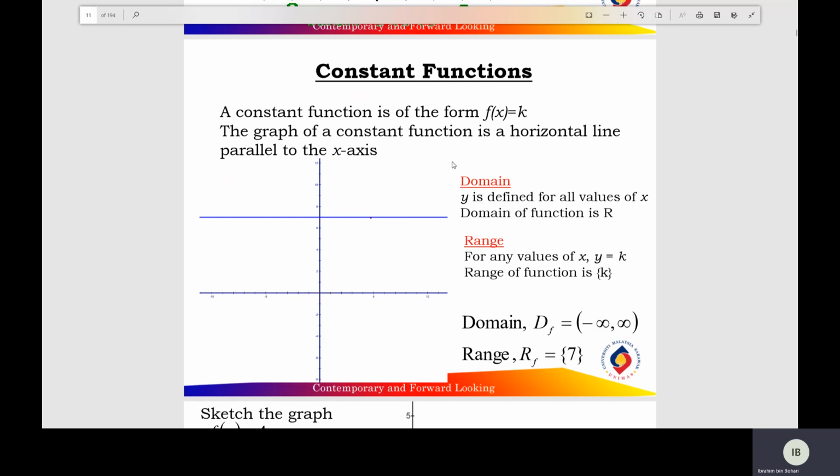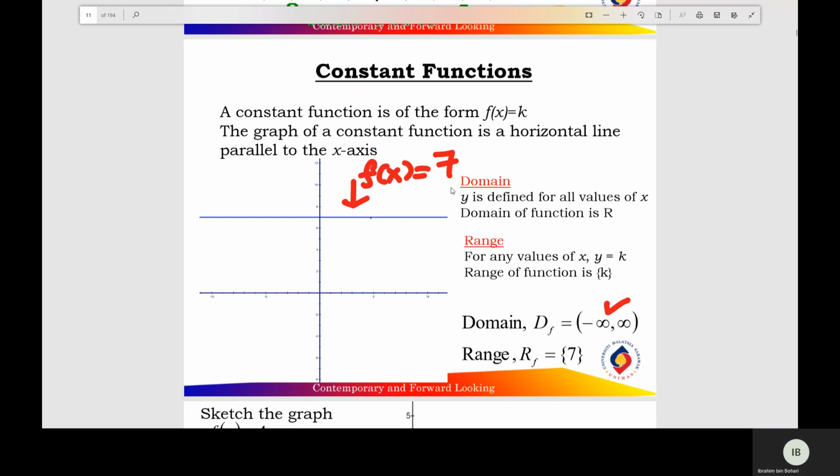Constant function, general form f(x) equals k. The domain of the constant function is defined for all values of x, so the domain is all real numbers, negative to positive infinity. And the range of the function: for any value of x, the value of y equals k, so the range of the function equals k, or here the range equals 7. Here you label the graph f(x) equals 7.